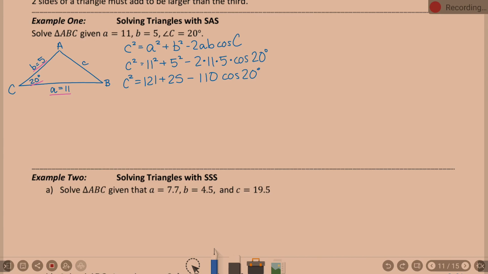There's one more step I can do before I have to go to the calculator. What can I put together? 121 and 25 is 146 minus 110 cosine of 20 degrees. Can I subtract 146 and 110? No. I cannot because 110 is attached to cosine of 20 degrees. Okay, so I'm going to have to go to the calculator here.